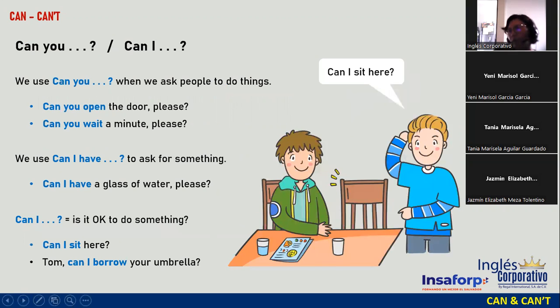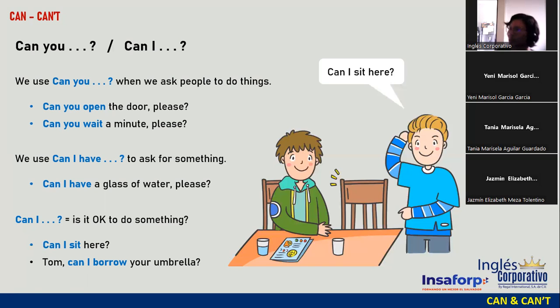So, when I move on to the questions, I can do it in the following way. We use "can you" when we ask people to do things. Cuando le pedimos a la gente que haga cosas por nosotros, ¿verdad? Can you open the door, please? Can you wait a minute, please?